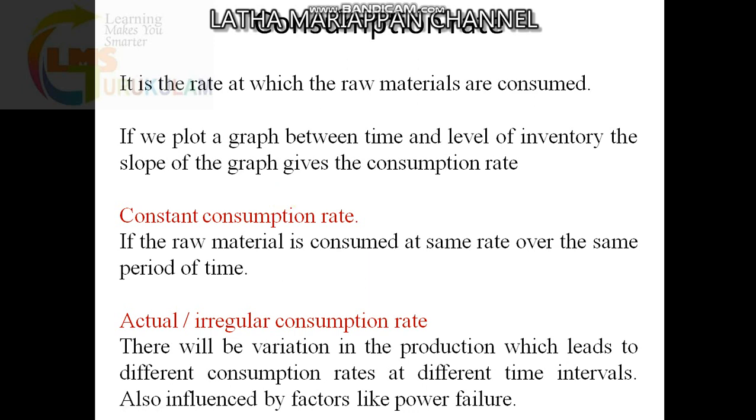The constant consumption rate: if the raw material is consumed at the same rate over the same period of time, it is called constant consumption rate. If you purchase the same amount over the same period of time, it is called constant consumption rate. Another one is irregular consumption rate. There will be a variation in the production which leads to different consumption rates at different time intervals. For example, if something happens in your manufacturing sector and you are not able to purchase during that time, you can postpone to the next month. That is called irregular consumption rate.